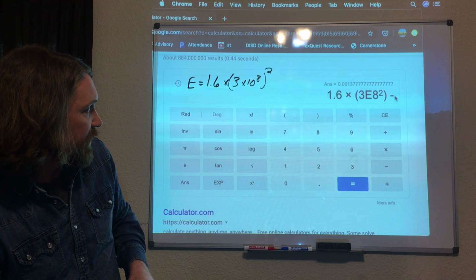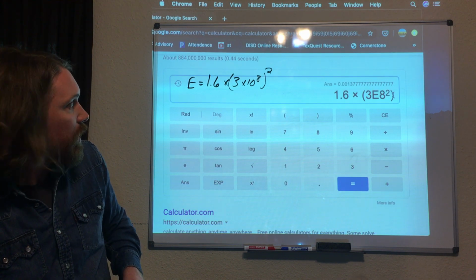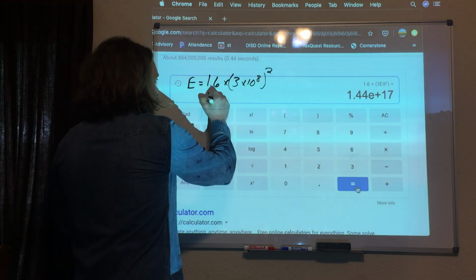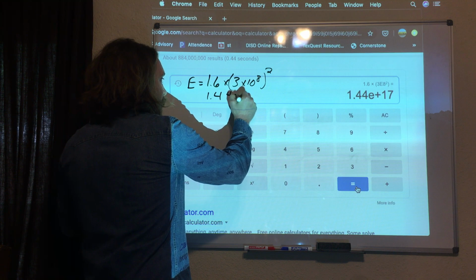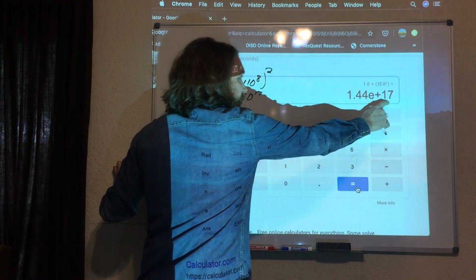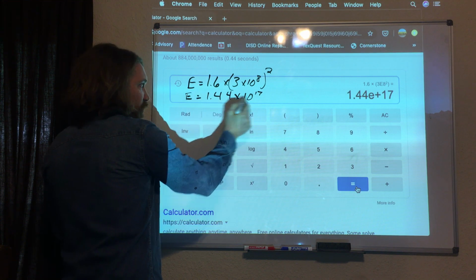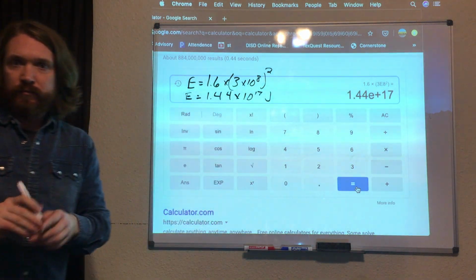Oh no. Can I get rid of this? There we go. That gives us 1.44 times 10 to the 17th. E to the positive 17. So this is our E equals 1.44 times 10 to the 17th joules.